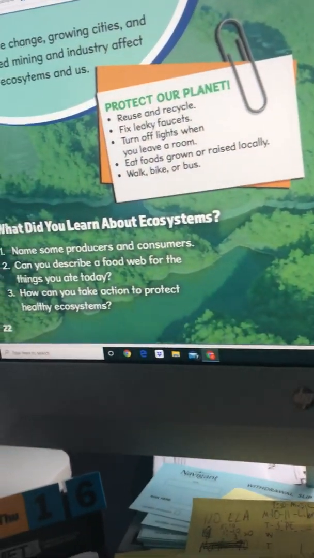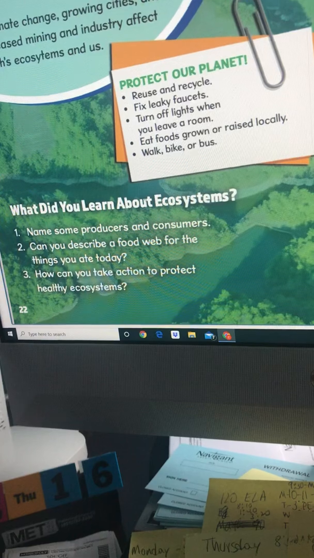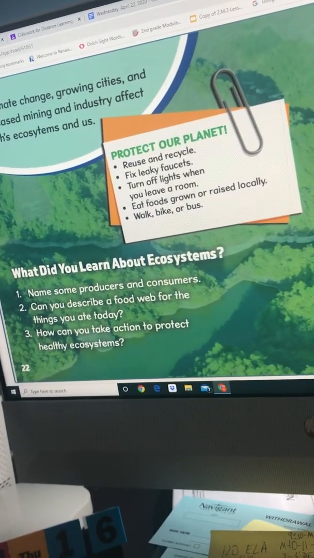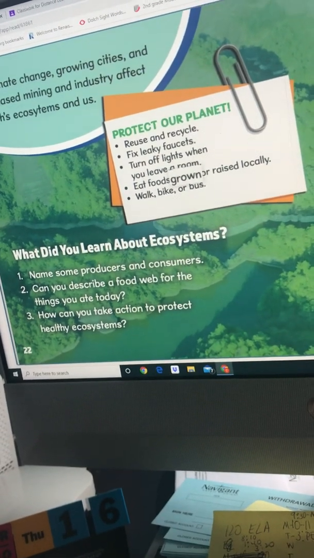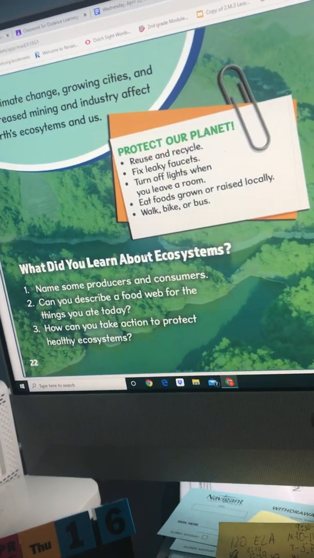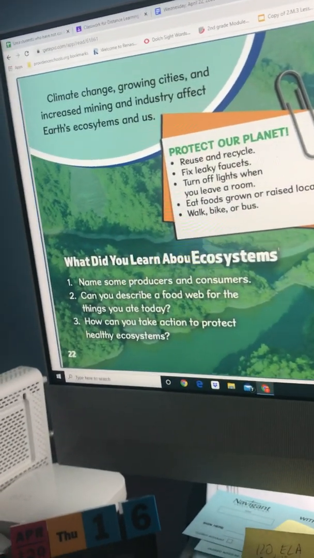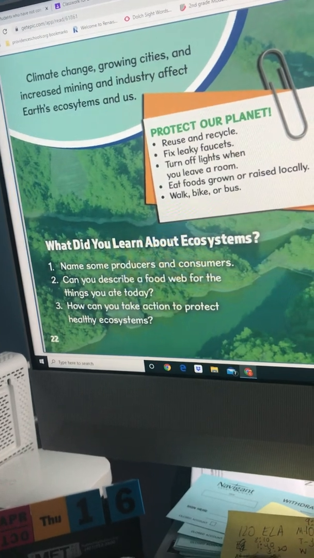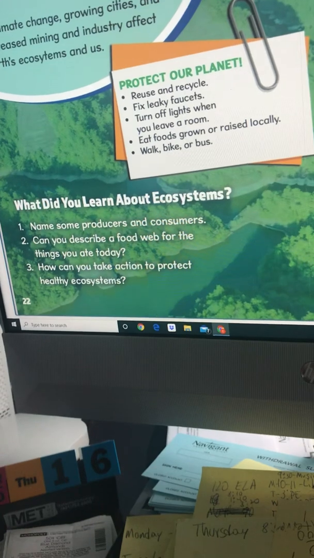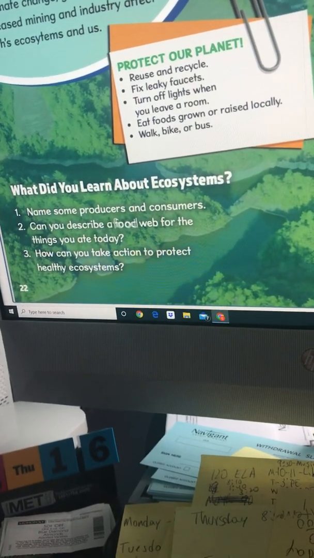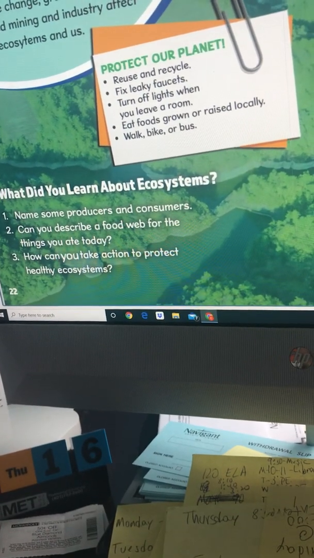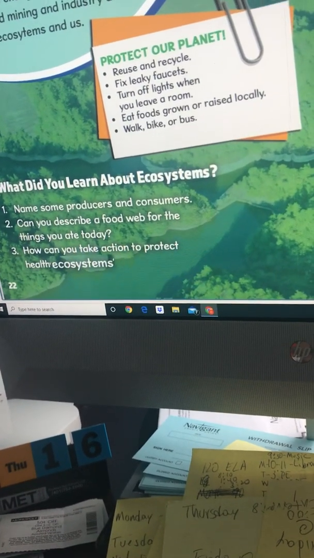Protect our planet. Reuse and recycle. Fix leaky faucets. Turn off lights when you leave a room. Eat foods grown or raised locally. Walk, bike, or bus. What did you learn about ecosystems? 1. Name some producers and consumers. 2. Can you describe a food web for the things you ate today? 3. How can you take action to protect healthy ecosystems?